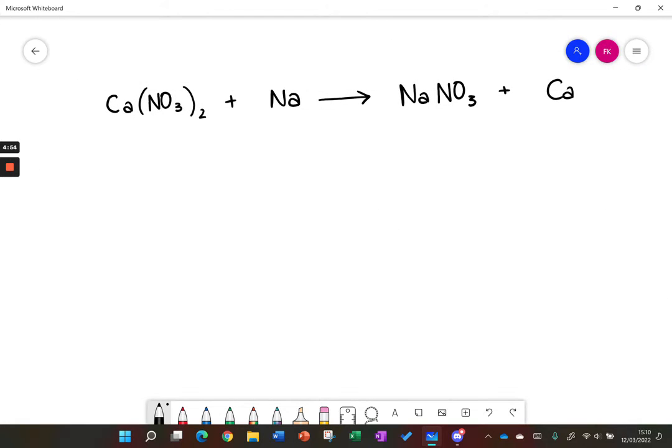Hi, so today is just a quick video on how to balance an equation, and today we're just going to be looking at balancing this one here. So first thing you want to do is identify all of the elements that are in there and write them in line with the arrow.